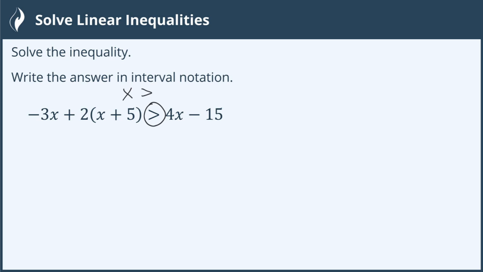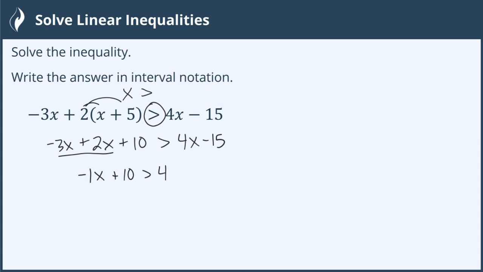Let's start on the left side. Let's distribute the 2. So we have a negative 3x. And then when I distribute the 2, I say 2 times x, which is 2x, and then 2 times 5, which is 10. And then the right side, I can just write out again. And then simplify the left side, combine like terms. So I have a negative 1x plus 10 is greater than 4x minus 15.